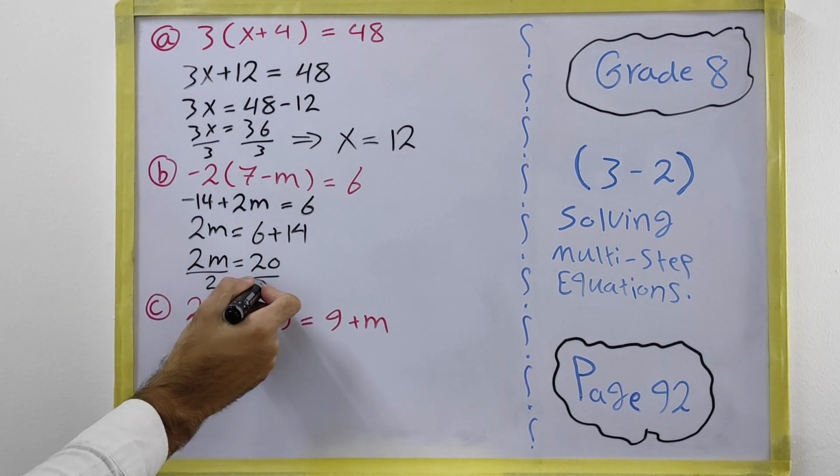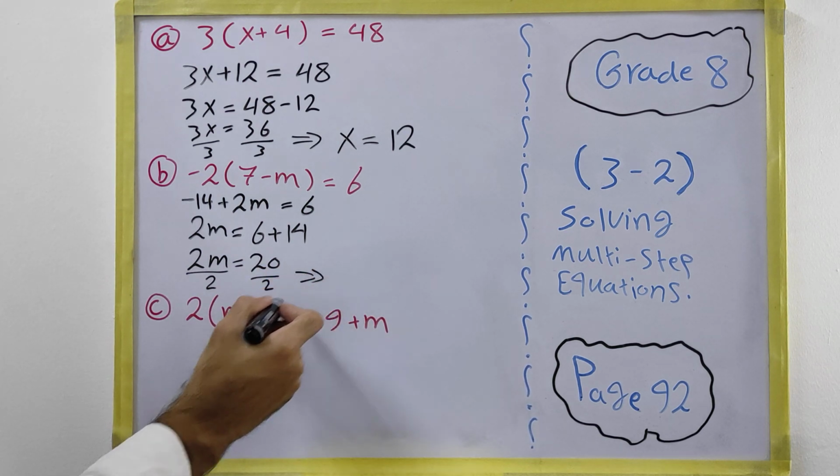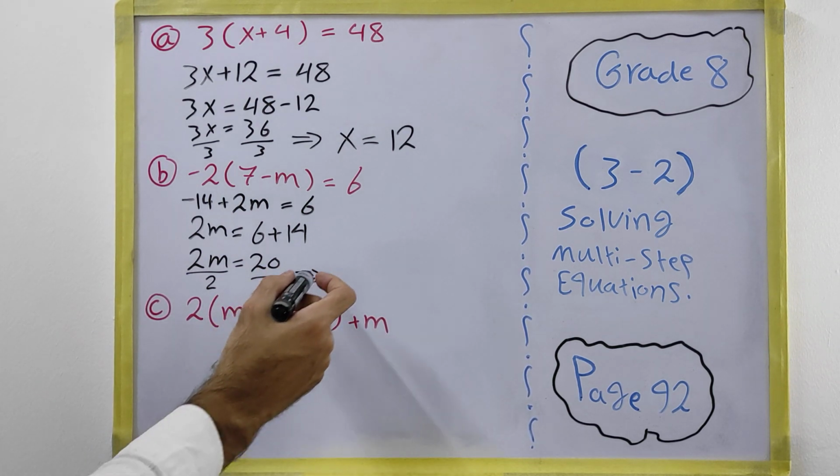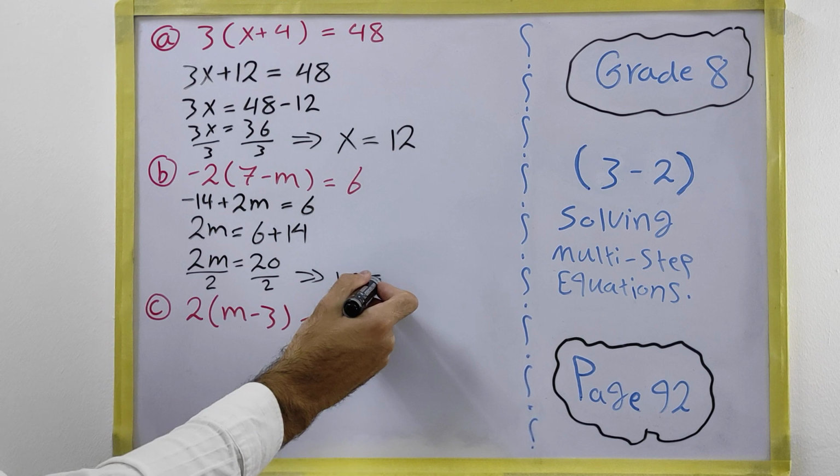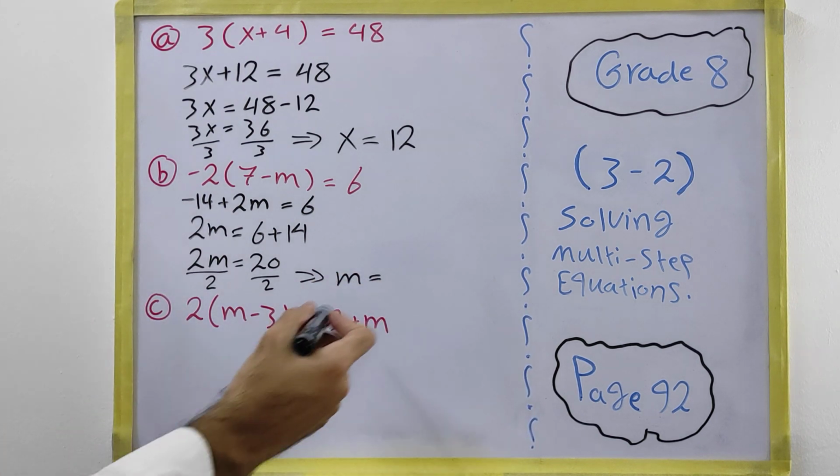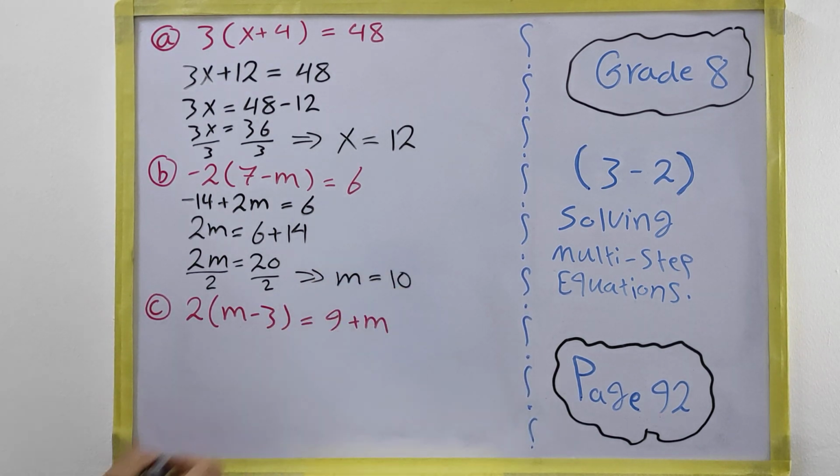Because we have 2m, we don't have plus or minus to do. Divide by 2, divide by 2. 2 divided by 2 is 1m, and 20 divided by 2 is 10. We found the value of m, which equals 10.